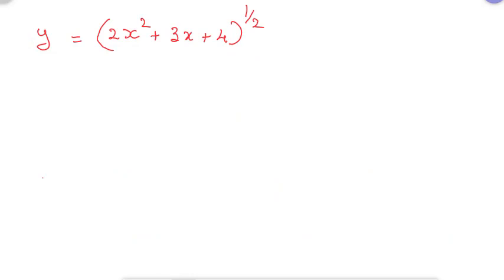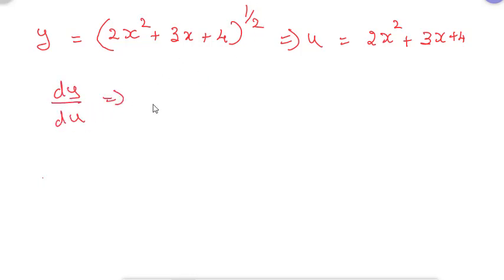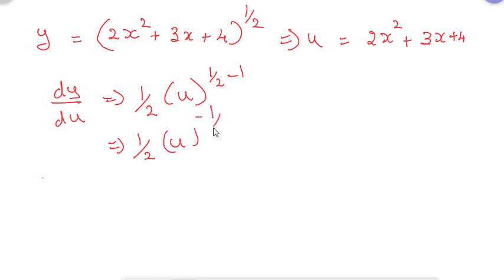Now you can see another complicated problem, y equal to (2x squared plus 3x plus 4) the whole power of half. First, I take u equal to what is inside the bracket, which is 2x squared plus 3x plus 4. Now I have to differentiate y with respect to u. It's a simple one, it's a half. So you multiply with the half and the u value, and then calculate half minus 1. If you calculate it, the value changes to half times u power of minus 1 by 2.